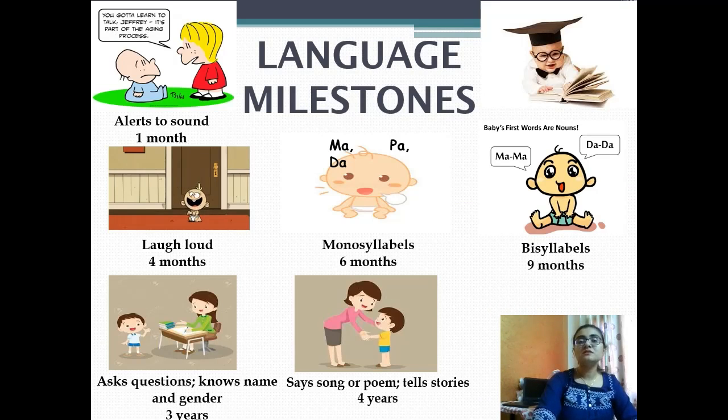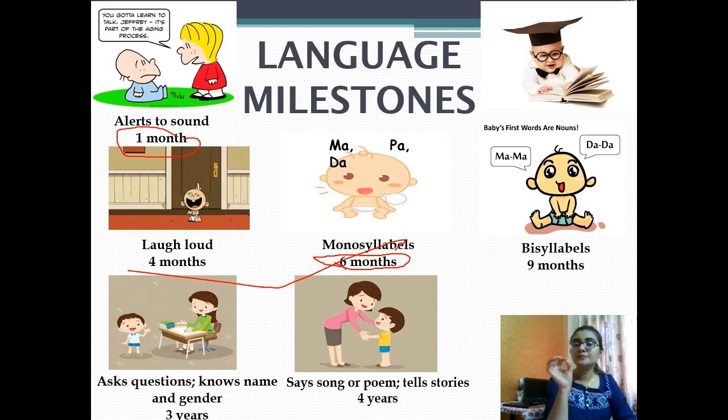Language milestone means the baby learns to speak. This also develops with time. Sometimes we even make the child practice to speak mama, papa, dada. In the first month, the baby alerts to sound. Whenever you make some sound with the toy or you ring the bell, the baby will turn his head towards the bell. Then at 4 months he learns to laugh very loudly. At 6 months, the baby speaks monosyllables like ma, ma, pa, pa, da, da. He speaks like this.